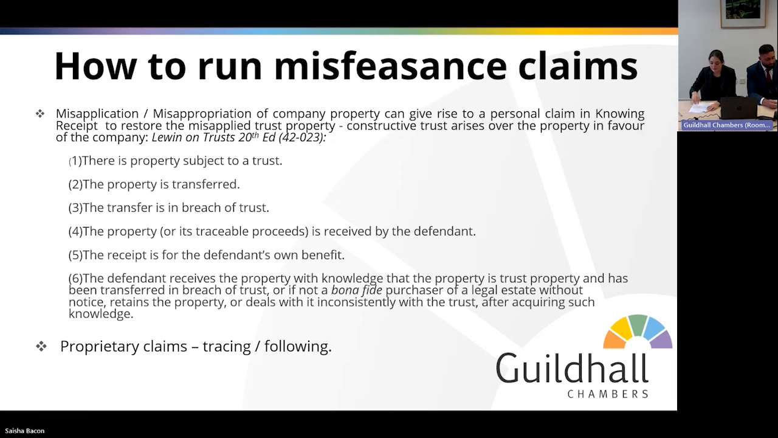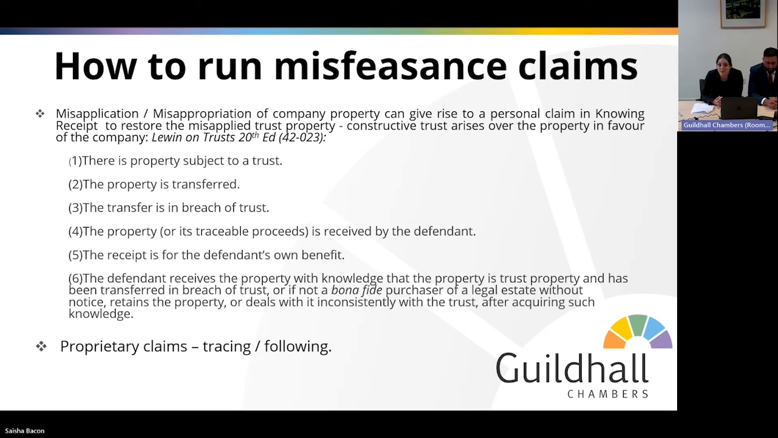So in terms of a misfeasance claim, if there has been a misapplication or misappropriation of company property, there can be a personal claim that arises, which is called knowing receipt, to restore the misapplied trust property, and a constructive trust arises over the property in favour of the company. In order to establish liability, there are 6 things that need to be considered.